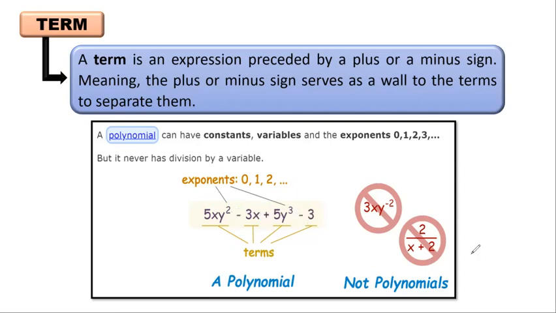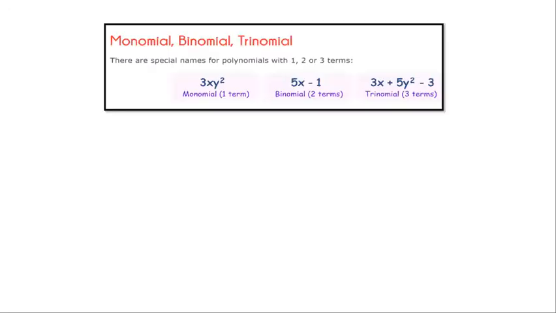So now let us proceed and we will discuss the 3 types or 3 classifications of a polynomial. We have the monomial, binomial, and trinomial. So these are special names for polynomials with 1, 2, or 3 terms. A polynomial with 1 term is called a monomial. For example here, 3xy squared.